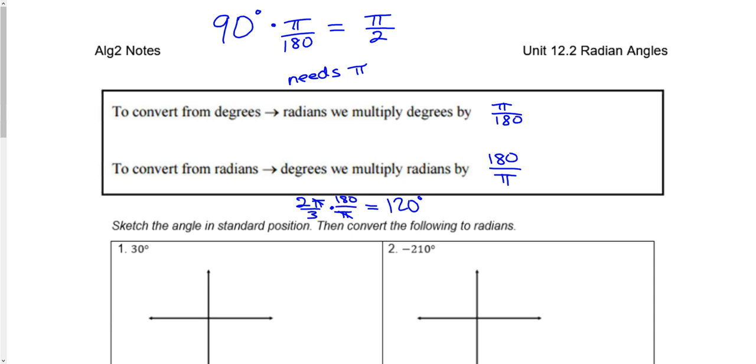So when you convert back and forth, it's either going to put the pi on it or it's going to take the pi off of it. If it needs the pi, the pi goes on top. If the pi needs to go away, the pi goes on the bottom. Pretty easy to remember.